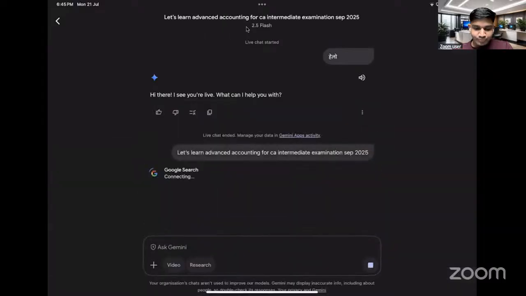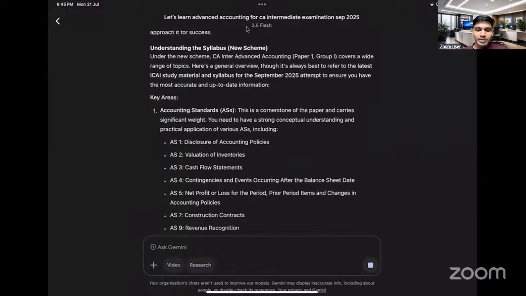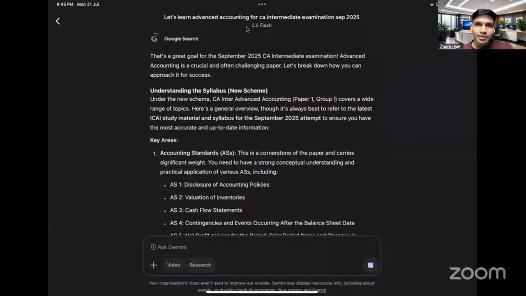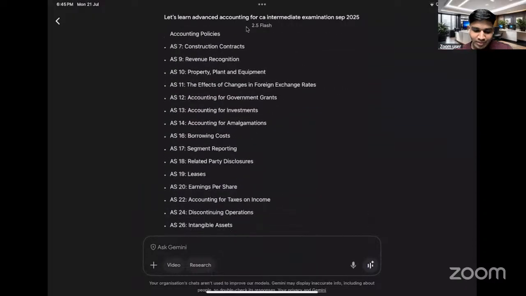Okay. So the first prompt that we need is to understand the syllabus and weightage and marking and everything about advanced accounting. First of all, let it go.